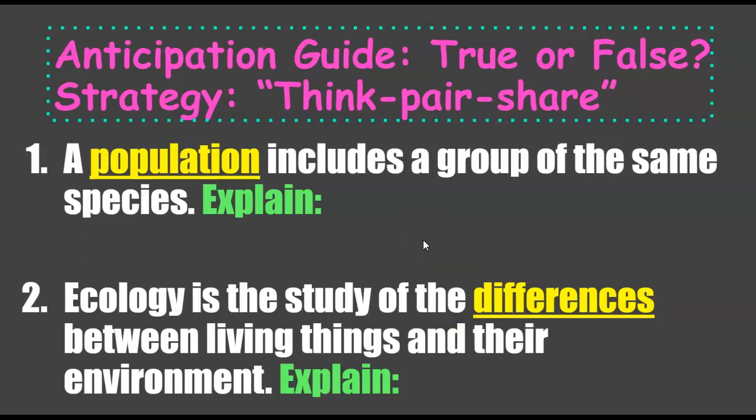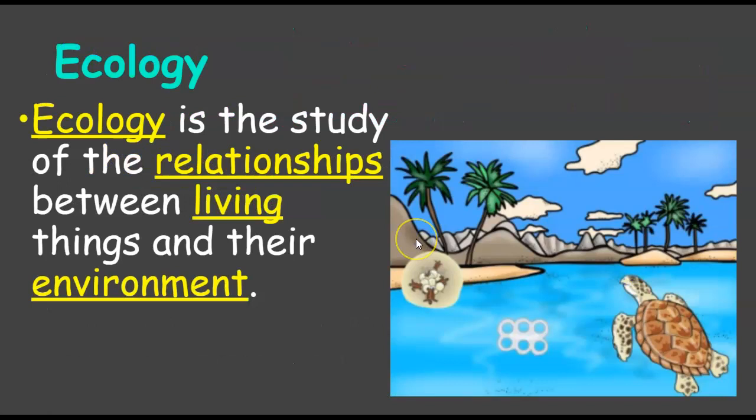And so let's go to the anticipation guide, 1 and 2, on the left-hand side. True or false: a population includes a group of the same species. And number 2: ecology is the study of the differences between living things and their environment. Now flip back to the notes, and we're going to start with ecology.